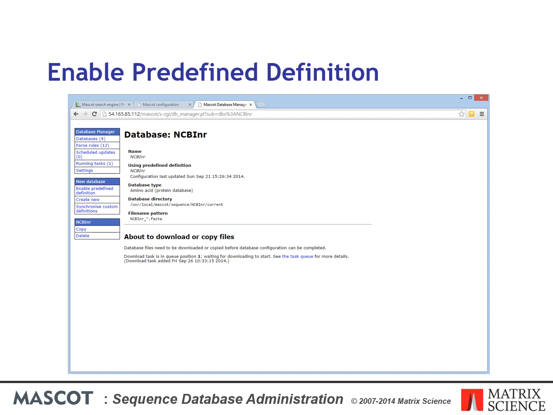All the files will now be downloaded automatically. For NCBI-NR, this is the Fasta file, plus the files that are needed to create a taxonomy index. The lower part of the page is updated with status information. You don't have to leave this page open, you can close the browser and return later.